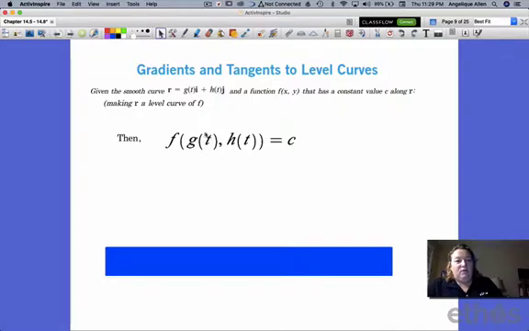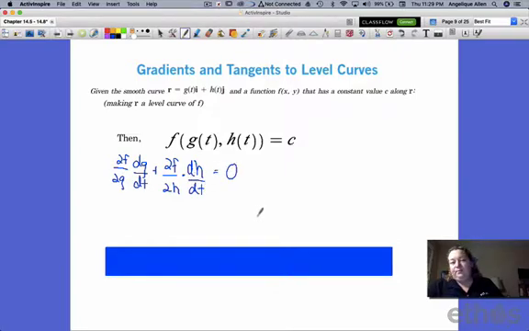So we're going to do partial derivatives because this is a function of two variables. When we do the partial derivative of f with respect to g, the chain rule says that we have to do the derivative of g with respect to t, all right? And then we take the partial derivative of f with respect to h, and h is a function of t, so we have to do the chain rule and take the derivative of h with respect to t, and then the derivative of a constant is 0.